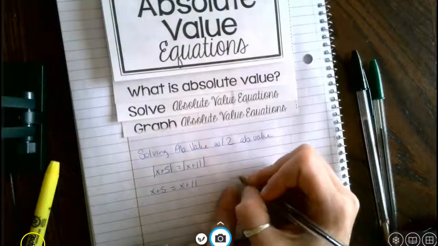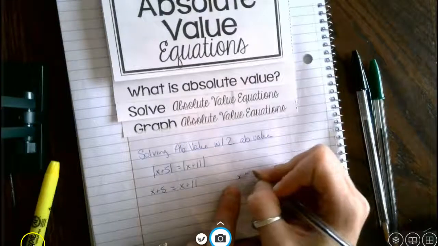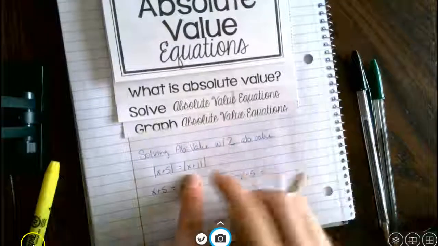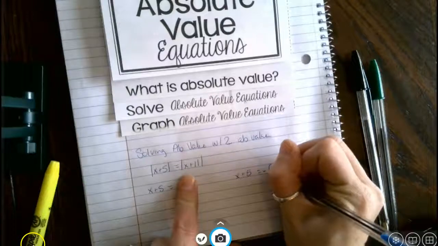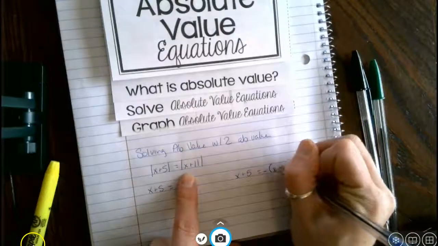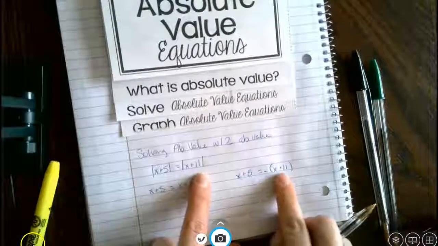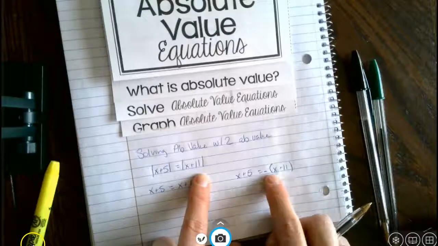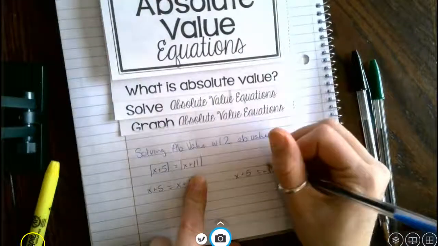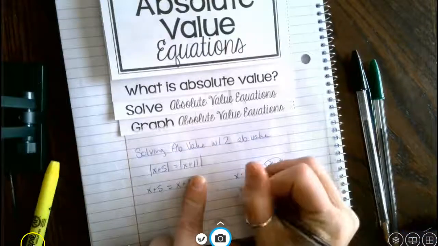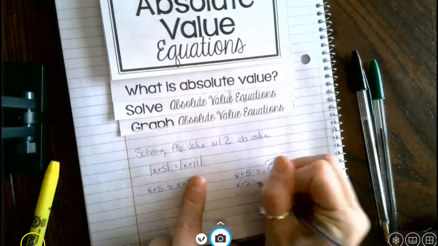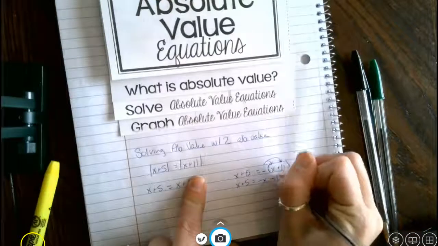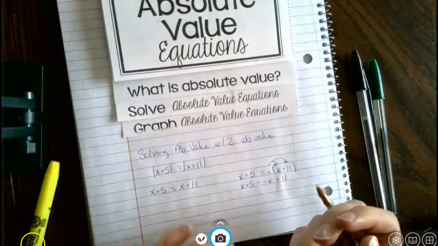The second one, I leave the stuff that's in the first absolute value alone, and then I have a negative of the whole thing. So I'm going to use parentheses here. I take everything inside my second absolute value and I make it negative. The first thing I'm going to do is use the distributive property. So I end up with x plus 5 equals negative x minus 11. Okay, so now let's go ahead and solve these.